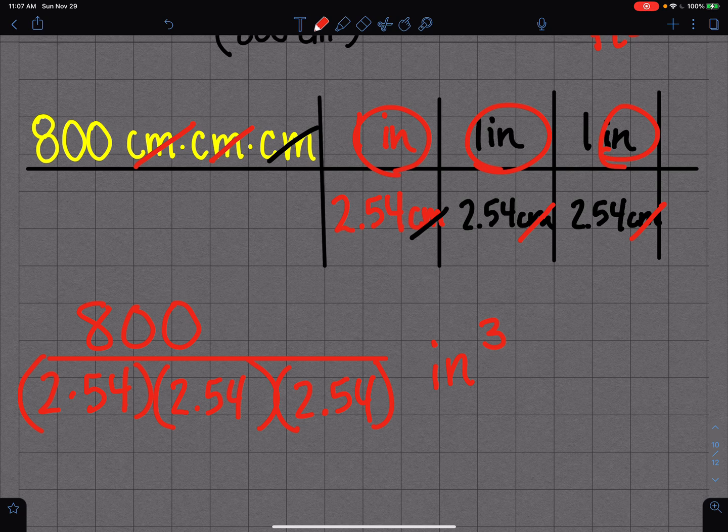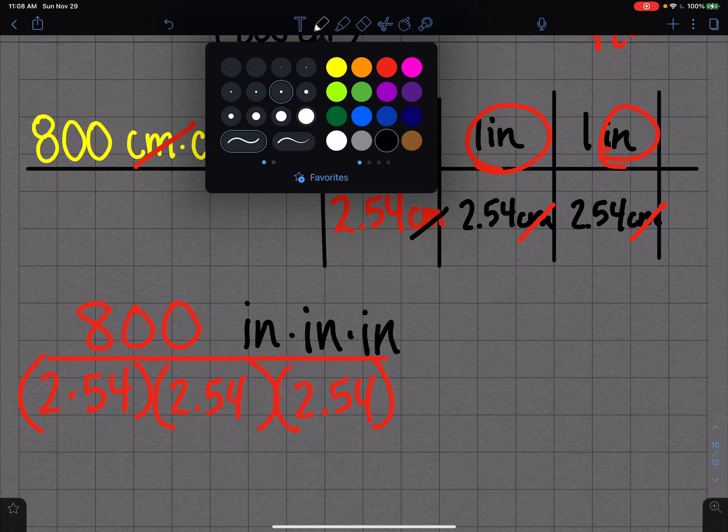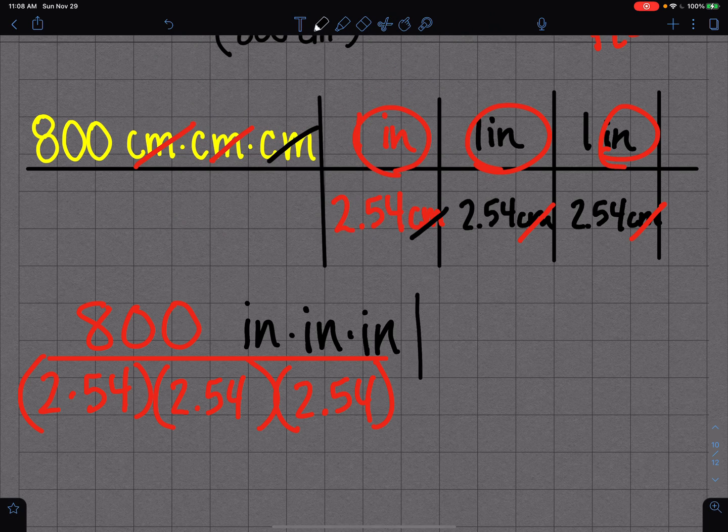So I have inches cubed, but that is not what they wanted. They wanted feet cubed. So now I have to change this into feet cubed. Instead of inches cubed, I'm going to put inches, inches, inches, because those were on top, remember? Now I'm going to do another unit multiplier. Now, I want to change it to feet cubed.